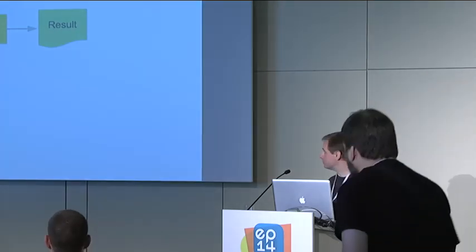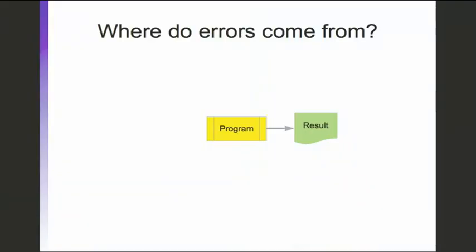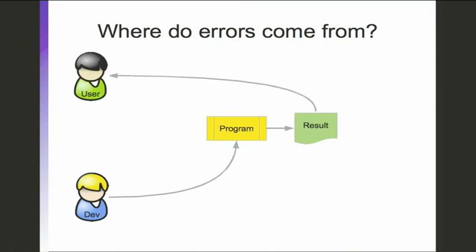We have a program that's supposed to produce a result. Where does the program come from? The program comes from you, the developer. You write the program, you code it. But you usually don't code it for yourself. You code it for a user who wants the result. That's why he comes to you. He says, I want something useful, please make it for me.